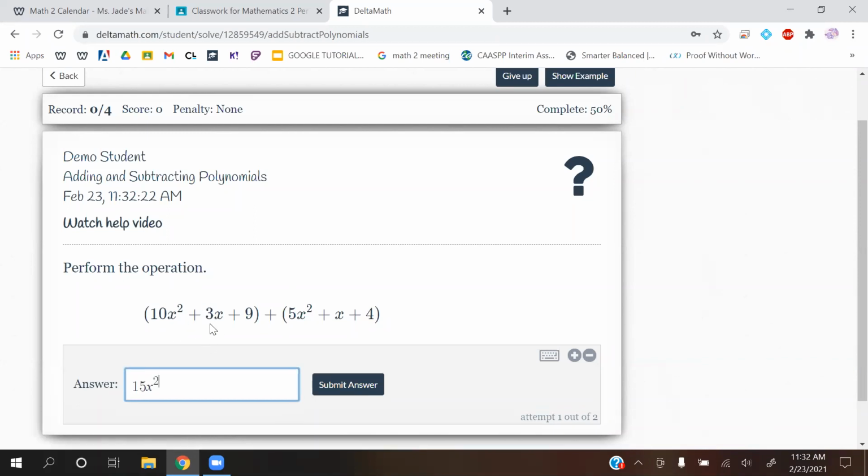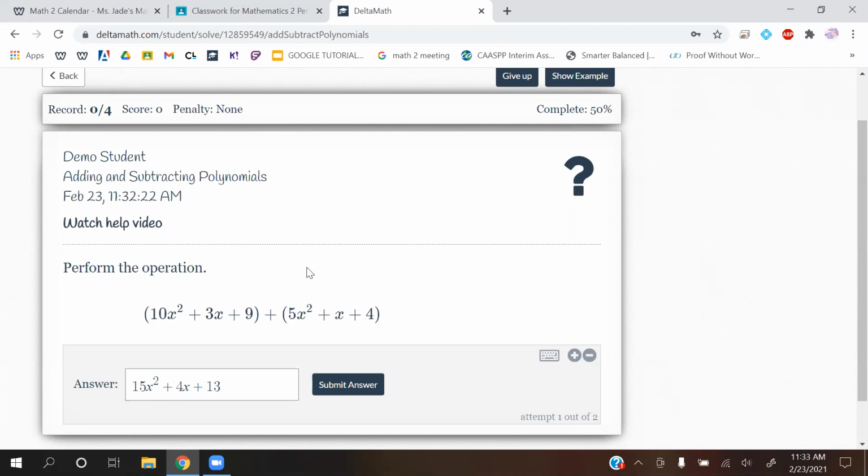And then for the next one, it's 3x and x. So we want 3x plus x, that gives us 4x. And then last but not least, we have 9 plus 4, which gives us 13. So you're only adding the like terms. So like the 10x squared only gets added to the 5x squared because they are both x squared terms.